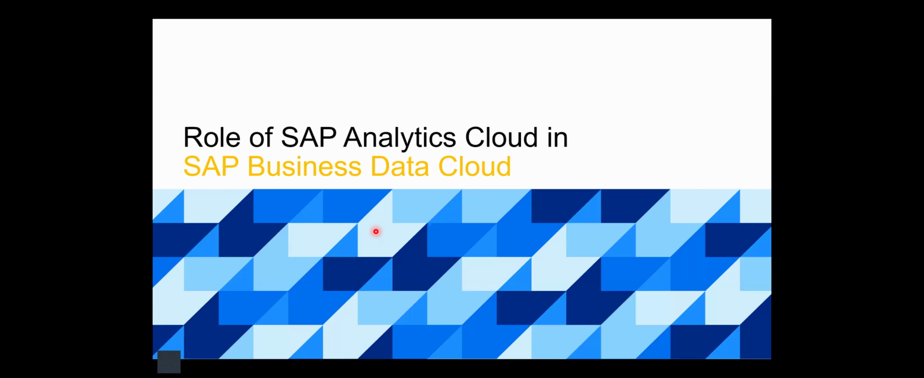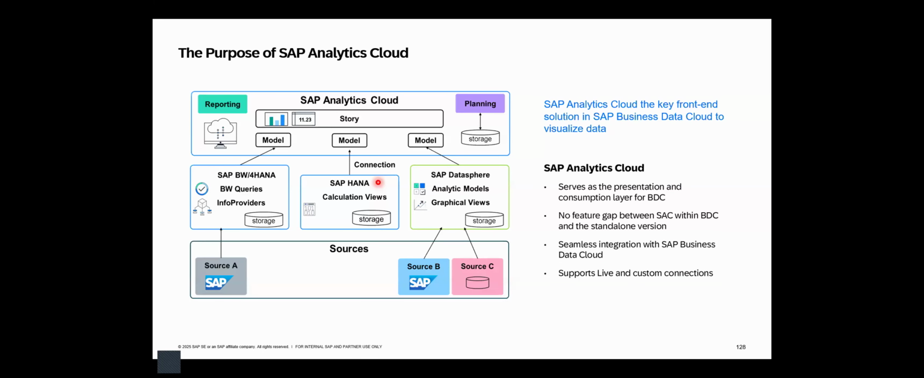It's time to move on and see the role of SAP Analytics Cloud in BDC. We have already seen SAP Analytics Cloud in detail at the start of today's session, so I will touch on only the very important points. SAP Analytics Cloud is the key front-end solution in SAP Business Data Cloud to visualize the data. SAC serves as the presentation and consumption layer for intelligent applications. In fact, if you want to use a pre-delivered intelligent application, you will definitely need SAP Analytics Cloud. And all existing SAC functionalities and features will remain as is.